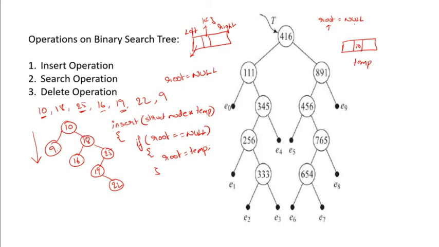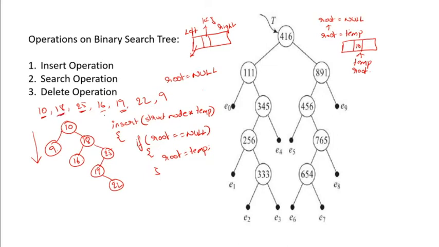So as root is pointing to null, I'll initialize the address which is there in temp into root. Initially temp was pointing to this, and root also will be pointing to this because you have initialized root with temp. Root is equal to temp. So the address which is stored in temp will also be stored in root, and root now will be pointing to this particular node. Fine. Now let me insert one more node, 18.